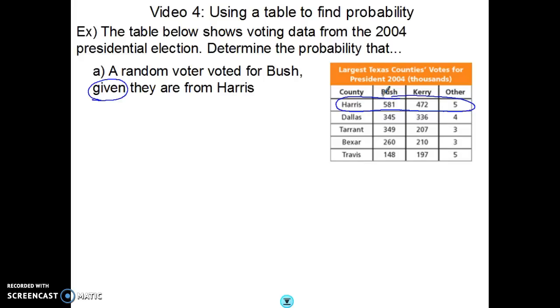So specifically in this case, we're finding the probability that they voted for Bush, given they are from Harris County, which, if you look at just this row, there are 581 people who voted for Bush, out of, if you add these three numbers up, 581 plus 472 plus 5, we end up with 1,058 as the total possible options.